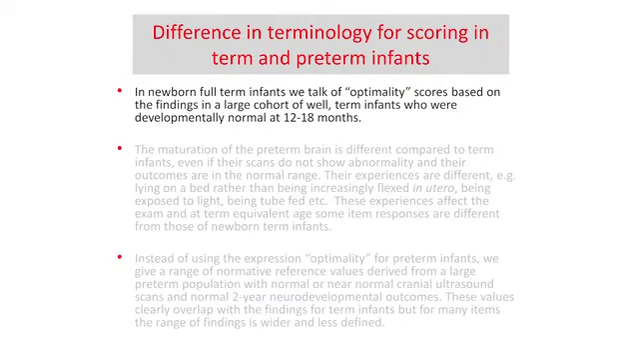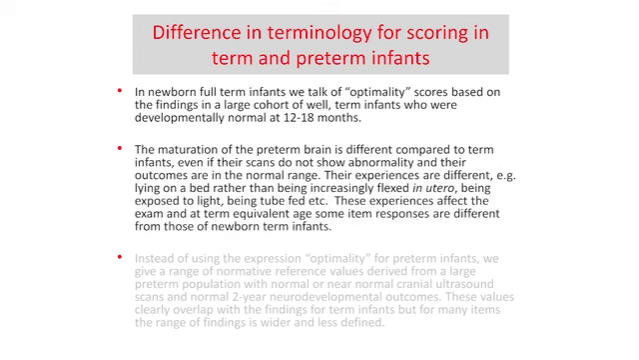In newborn full-term infants, we talk of optimality scores based on findings in a large cohort of term infants who were found to be developmentally normal at 12 to 18 months. The maturation of the preterm brain is different compared to term infants, even if their scans do not show abnormality and their outcomes are in the normal range. Their experiences are different, for example, lying on a bed rather than being increasingly flexed in utero, being exposed to light, being tube-fed, etc.